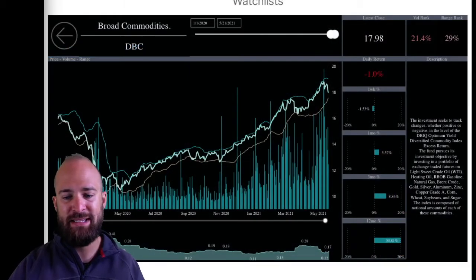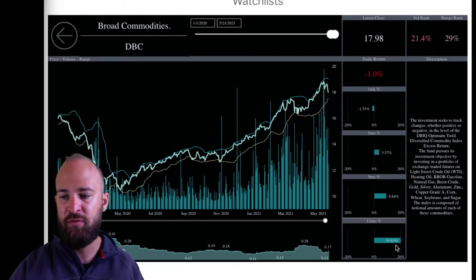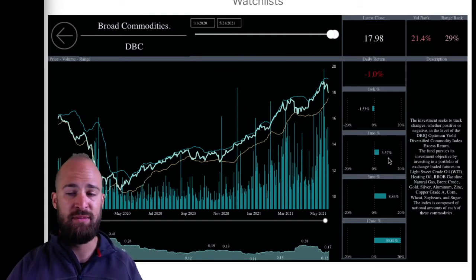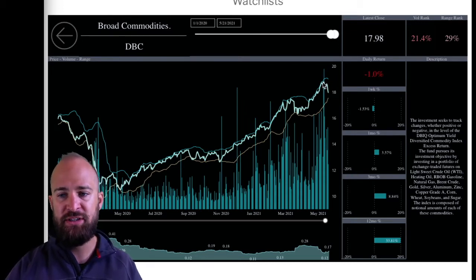Here looking at DBC, which is a broad commodities ETF, we see the long-term uptrend firmly in play, up almost 54% over the last 12 months, up almost 9% over the last 3 months, the midterm, up 3.5% in the near term this last month. We were down 1.5% this week, but taking a closer look, we see that that's really just a mean reversion from the high end of the range down towards the middle to low end of the range.